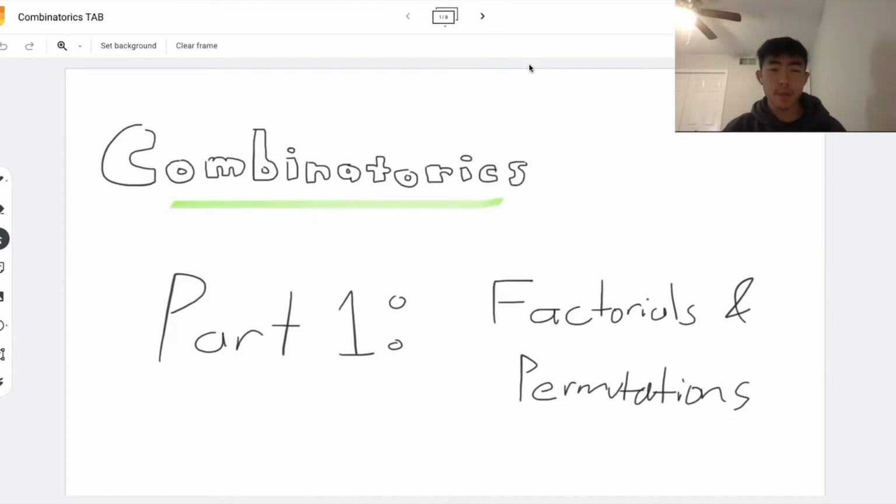And today I'm going to be talking to you about combinatorics. Specifically, I'm going over factorials and permutations today. So, prerequisites really all you need to know is maybe a basic understanding of algebra, and also you just need to know how to count. So if you can count 1, 2, 3, 4, 5, you're pretty much good to go.